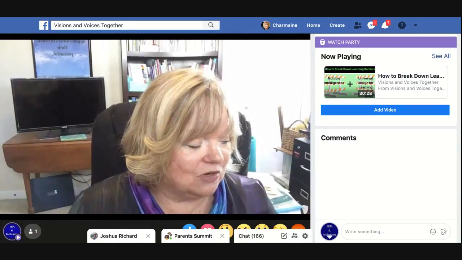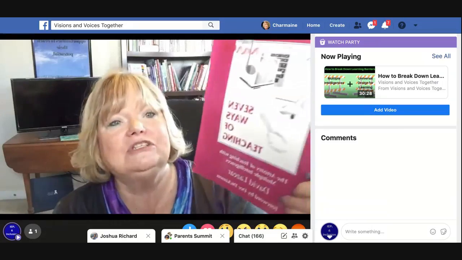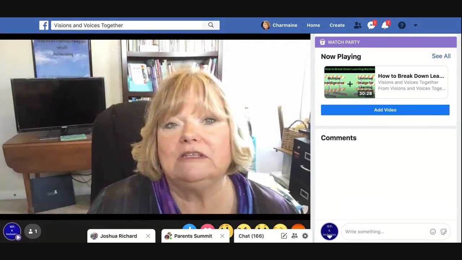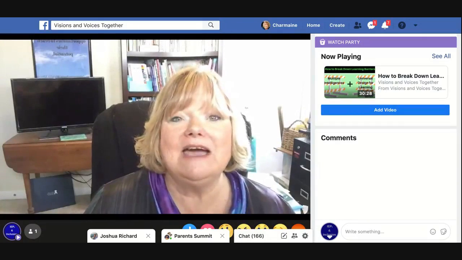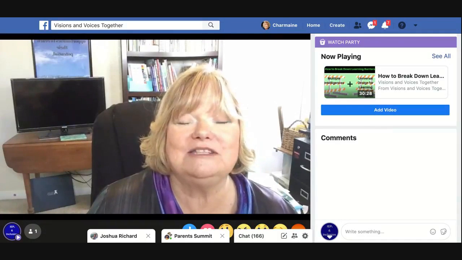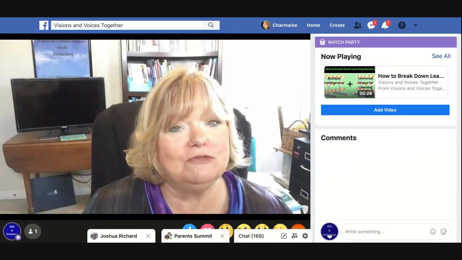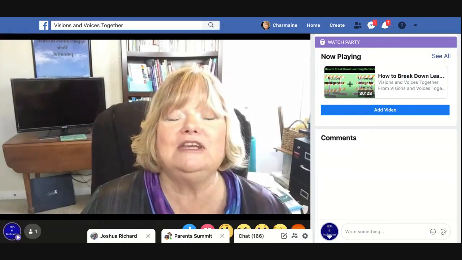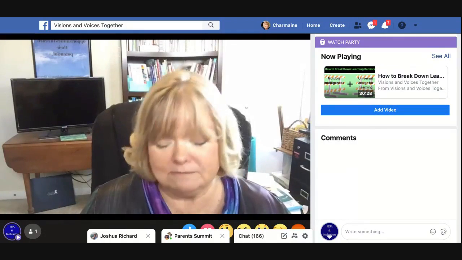So we're going to be using this one book that I love, which is called The 7 Ways of Teaching today. Now, you can tell by the title that this is an older book because since this book was published, Howard Gardner from Harvard University, who developed that theory, has added 2 more types of intelligences. So we're going to be talking about that.